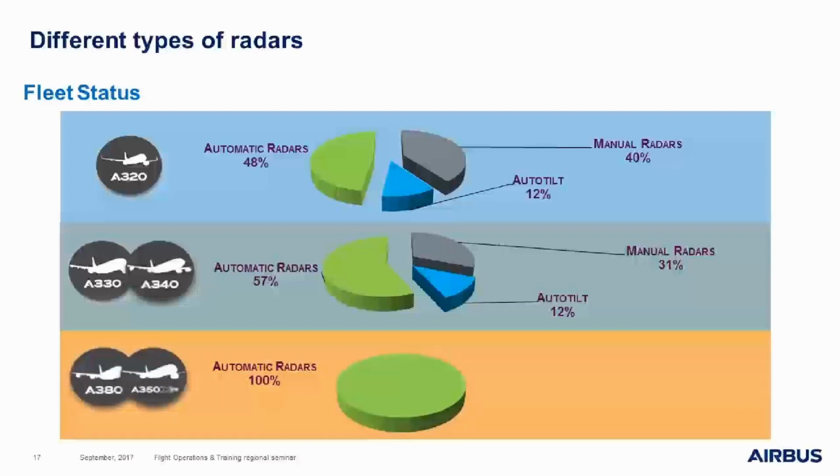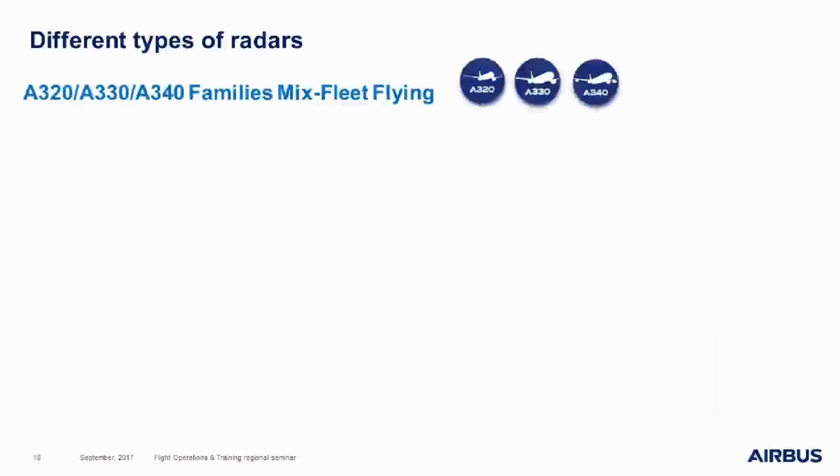A380 and A350 aircraft are all equipped with the Honeywell dedicated radar, meaning that they all have 100% of automatic radars. As you can see here, on A320, 330 and 340 families, it is possible to have different types of radars, and even inside the same fleet of one single operator, you may have different types of radars. So, on these families, you may face mixed fleet flying in terms of weather radar systems.